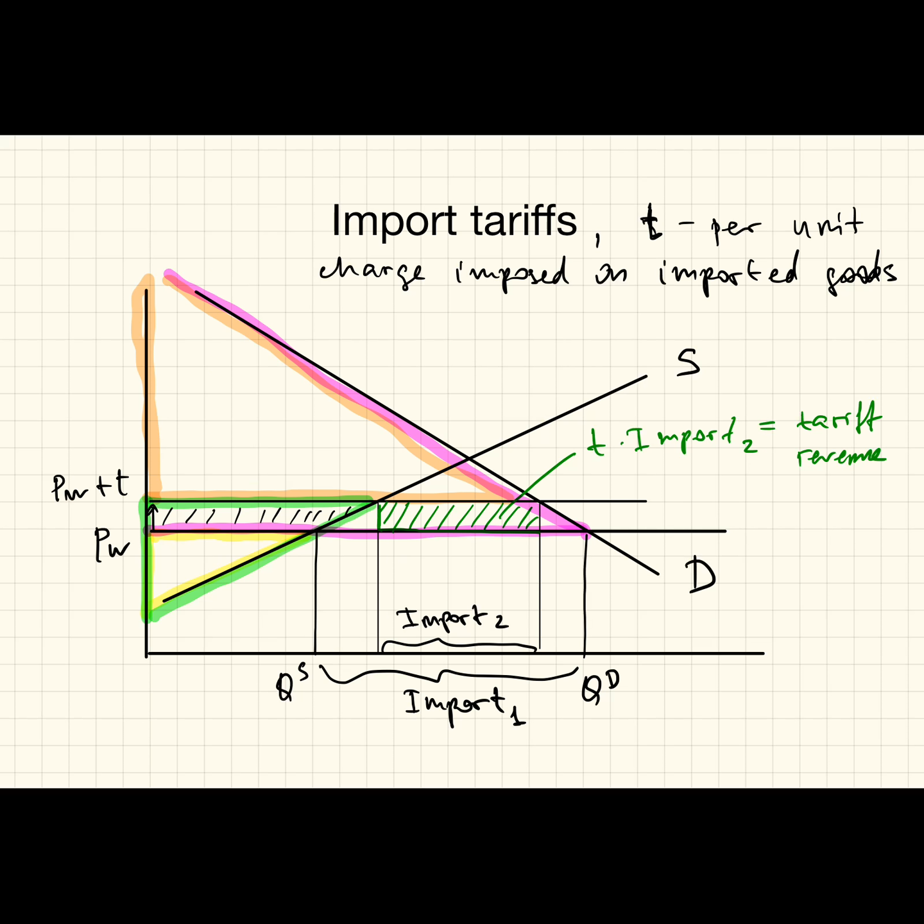But an important thing is that these two triangles don't go anywhere. They just disappear. So this surplus, which used to go to consumers, is going to get wasted. And this is what we call deadweight loss from this tariff. All right, so similarly to what we saw when we talked about taxes, tariffs also generate revenue, but also deadweight loss. And that's the story of import tariffs.